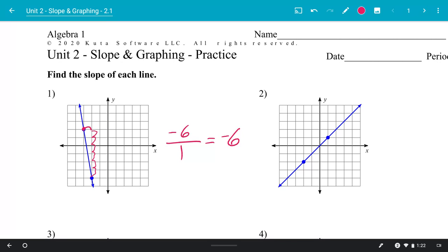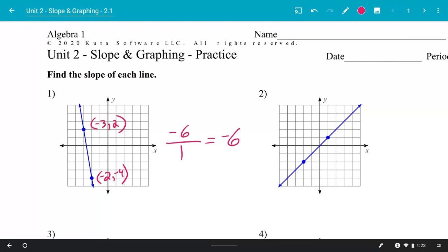Again, when we have a graphed line, all we have to do is pick 2 lattice points and count your rise and your run. If you wanted to be specific and say, hey, this is the point negative 3, 2, and this is the point negative 2, negative 4, and then use the slope formula, you're welcome to do that, and you would get the exact same answer.